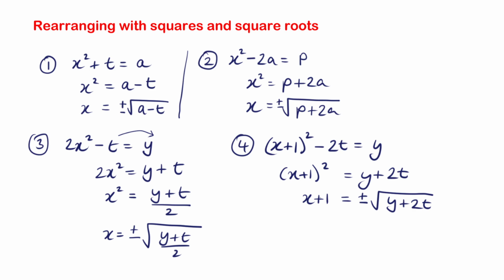But we still have to get rid of the plus 1. So we take that to the other side, and it will become a minus 1. So we have plus or minus the square root of y plus 2t, and then we're going to take away 1 from the whole of that.